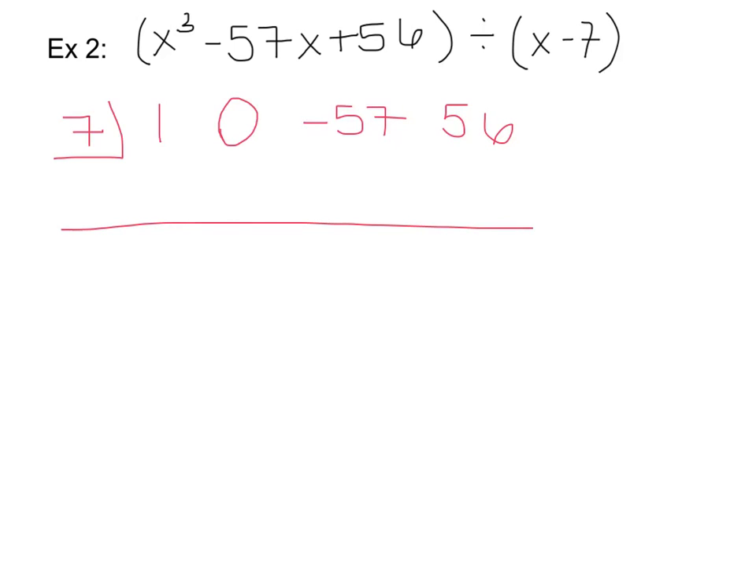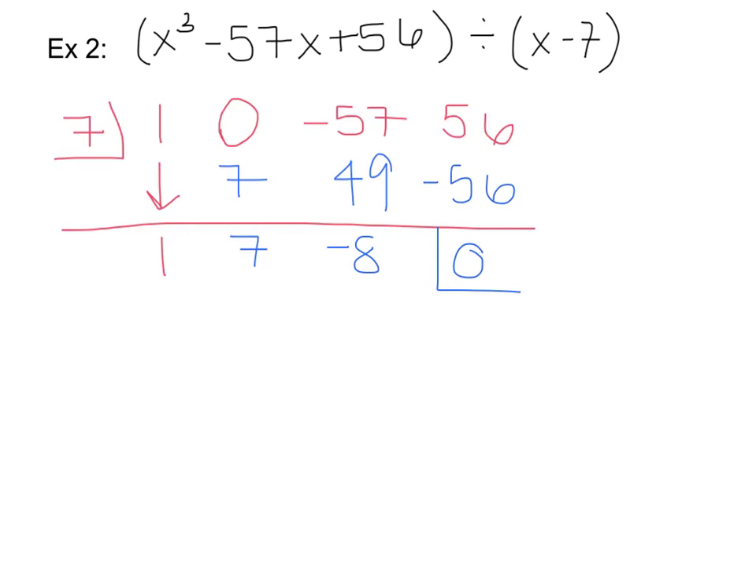Leave a space, make your line, bring down the first term. 7 times 1 is 7, and 0 plus 7 is 7. 7 times 7 is 49. Negative 57 plus 49 is negative 8. 7 times negative 8 gives me negative 56. 0, and remember this is your remainder. So I started with x cubed, so it's 1 less than that, it's x squared, then 7x, then minus 8.